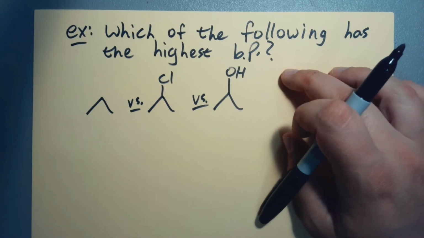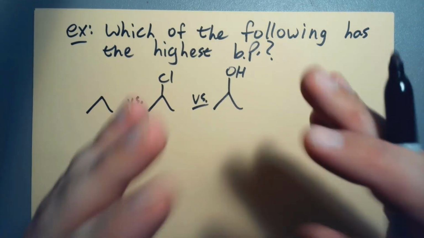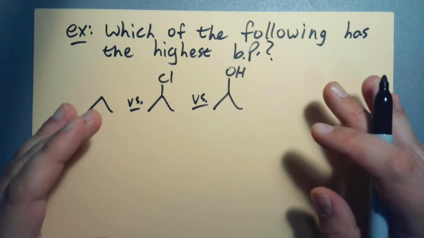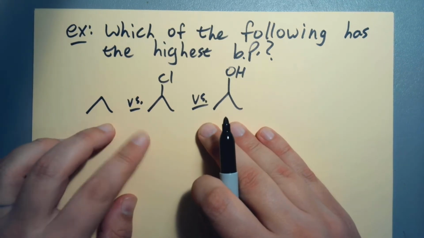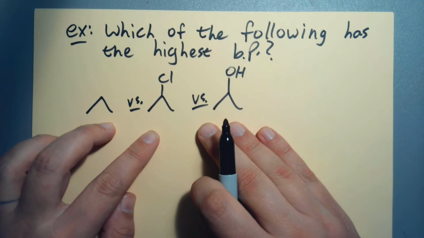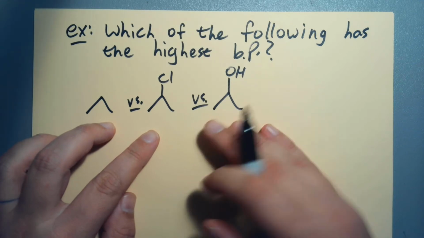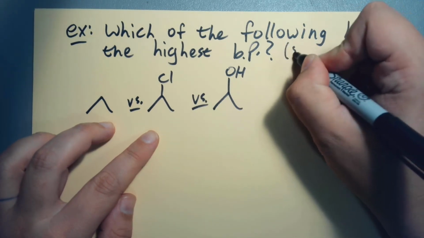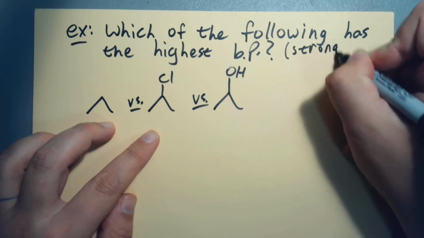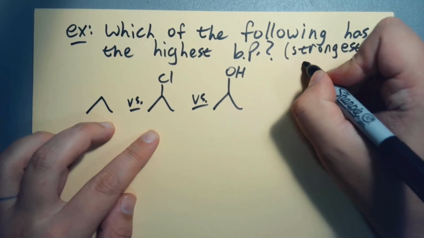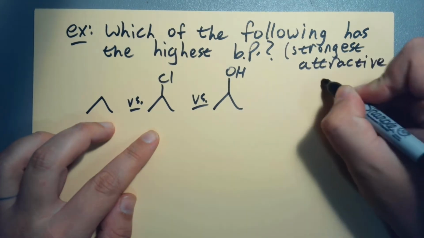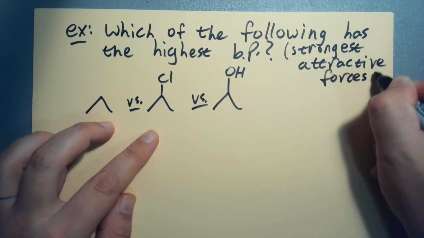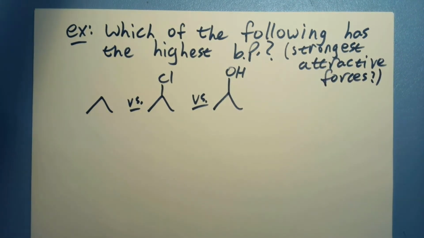Which of these has the highest boiling point? What am I really asking? Like, let's peel back the layers on this onion a little bit. I'm asking, which of these 3 molecules that I've drawn has the strongest attractive forces? And you know how to answer this question already. This is what I'm asking. Which of these has the strongest attractive forces?